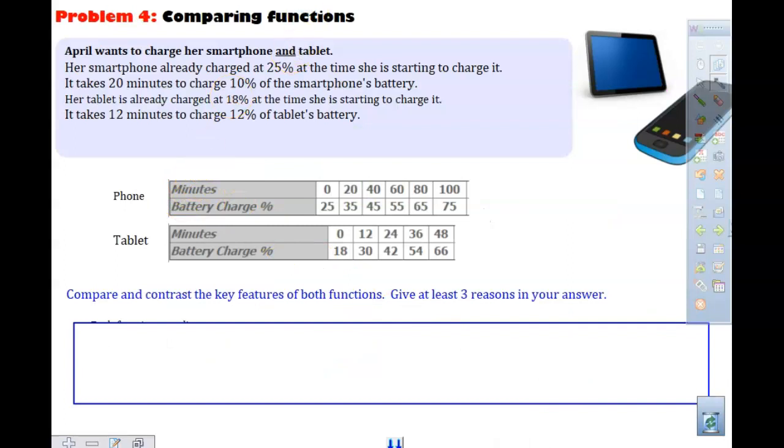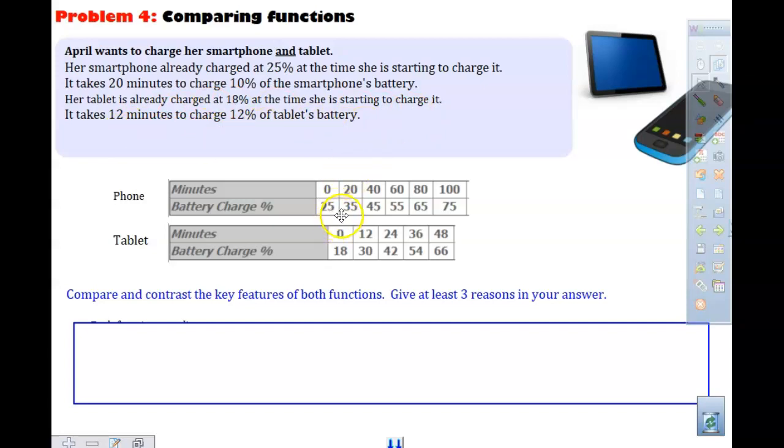So the last page, we're comparing our functions. This one tells me that April wants to charge her smartphone and tablet. Her smartphone already has 25% when she starts to charge it. It takes 20 minutes to charge 10% of the smartphone battery. Her tablet is already charged to 18% when she starts to charge it, and it takes 12 minutes to charge 12%.